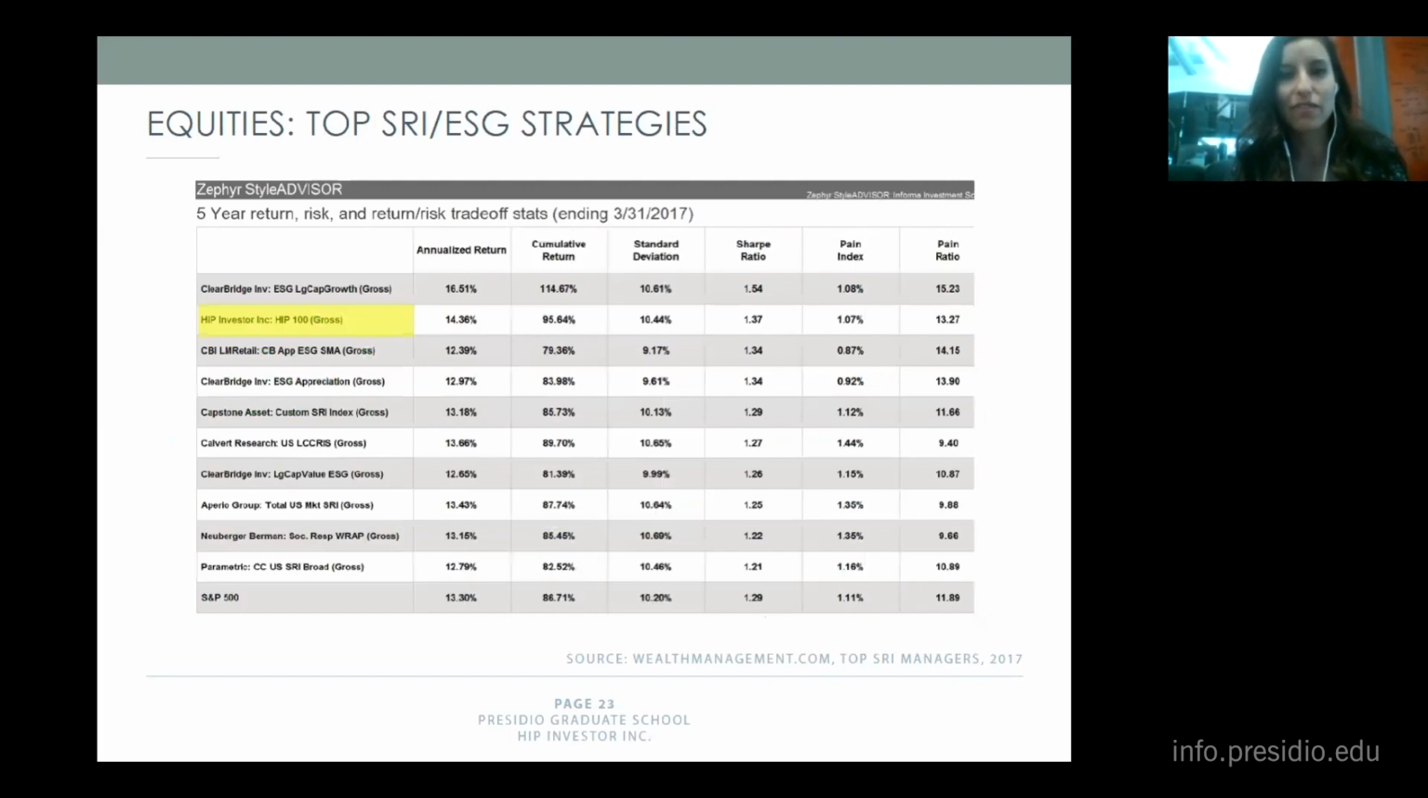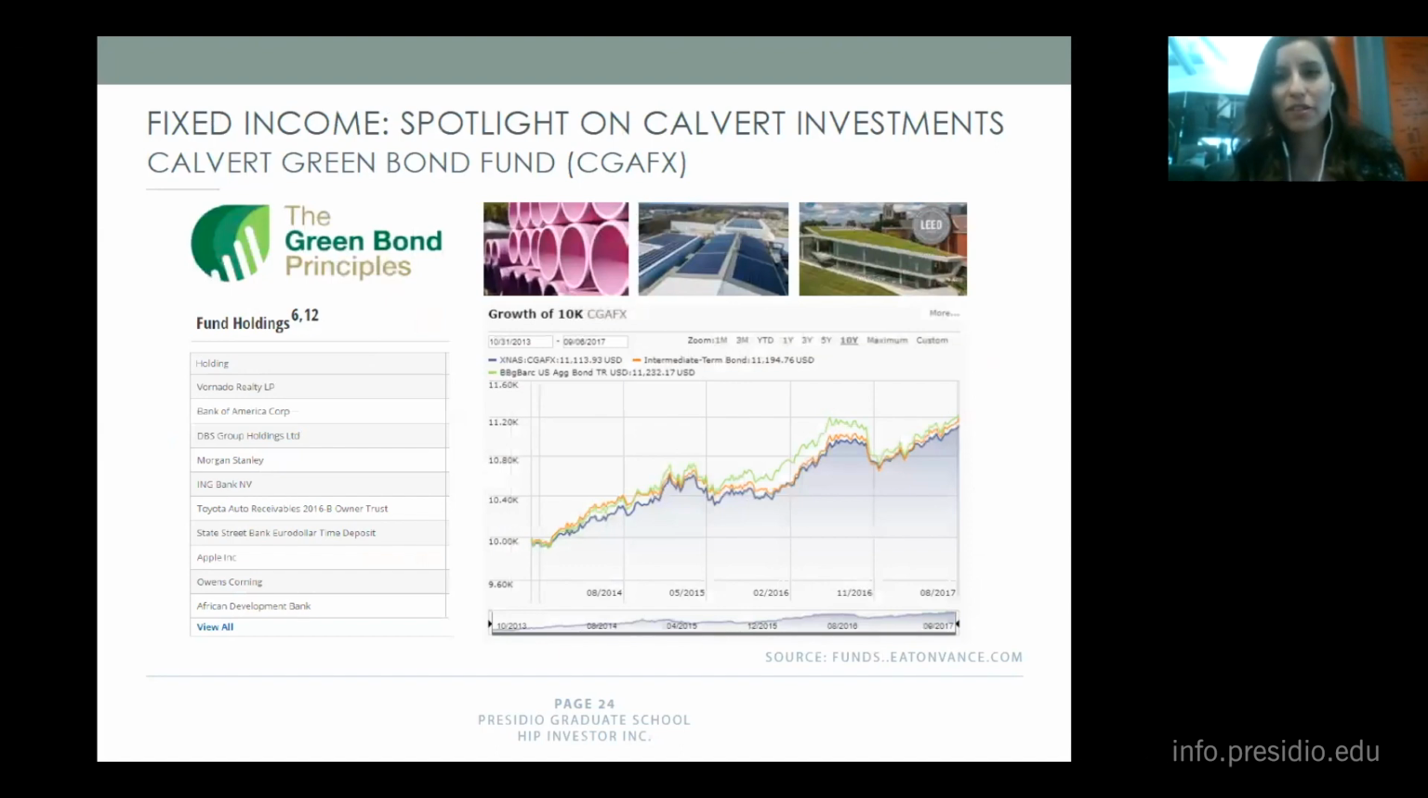And in fact, for this strategy and for some of our others, we're excited to have been recognized in a list of top ESG-focused funds. This list, which was published by Wealth Management Magazine, recently looked at top performing SRI and ESG managers over the past 5 years. So ClearBridge, HIP, and CALVERT are among the top 3 performers, and along with some of the others, beat the S&P 500 based on 5 years of return, risk, and risk-return ratios as of March of this year. And now we're going to jump into the world of fixed income.